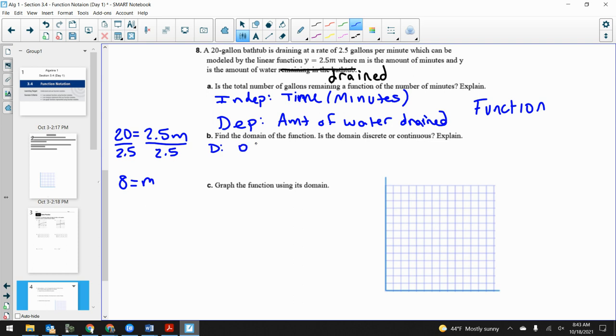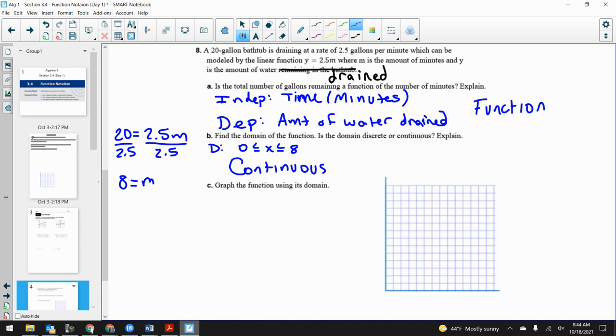So how do I represent that? 0 to 8. Why did I not just say 0, 1, 2, 3, 4, 5, 6, 7, 8? Because it's continuous. And if it's continuous, I have to use an inequality. If it's discrete, that would be that 0, 1, 2, 3, 4, 5, 6, 7, 8 thing. Because this is continuous, I use the inequality.